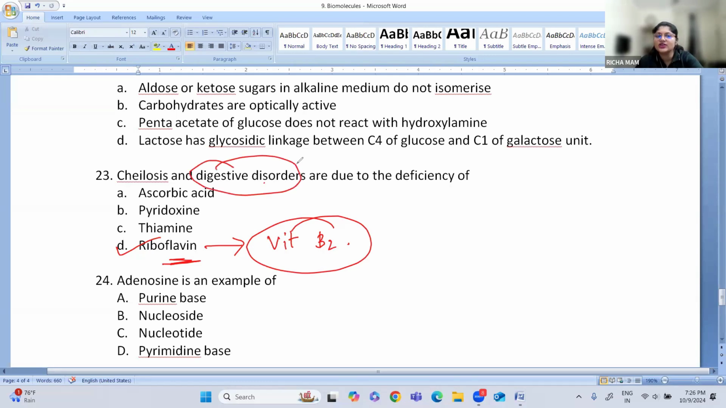Digestive disorder means you will not be able to eat the food properly. Digestion will not be proper in your body, and chewing is not proper, so that will affect your body. Yes, riboflavin. It is caused by the deficiency of vitamin B2, and these are the disorders which are seen. So this is all theoretical. Anything else?